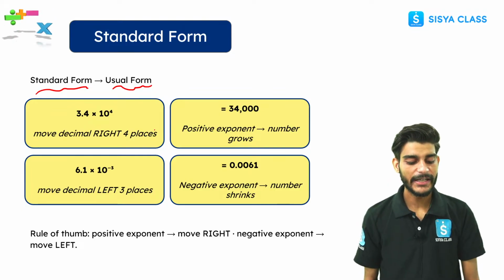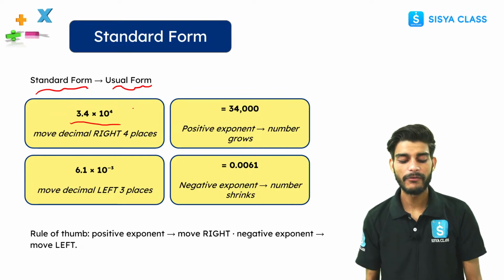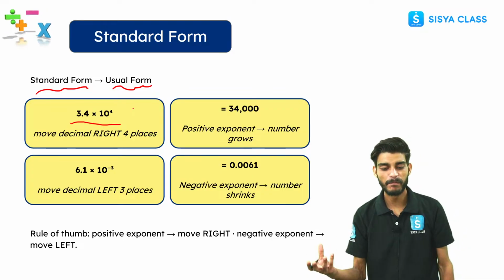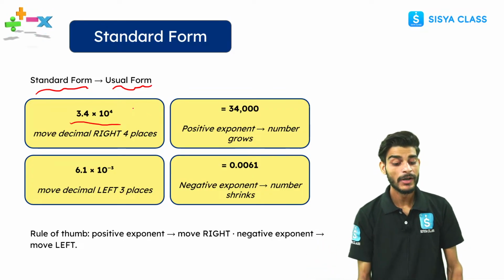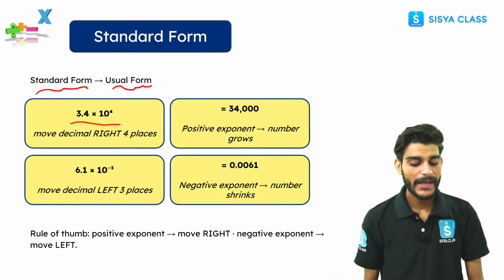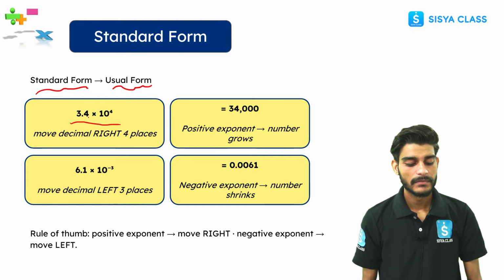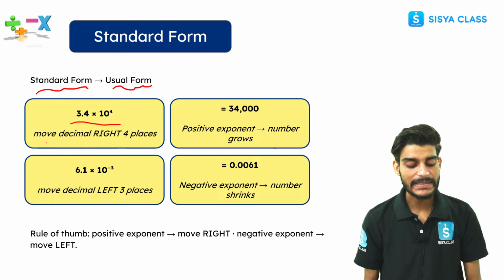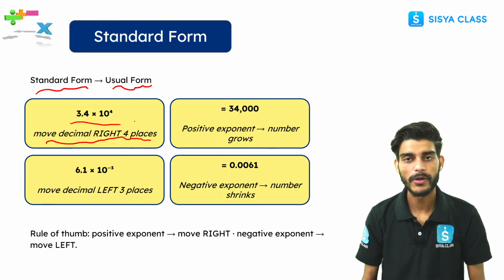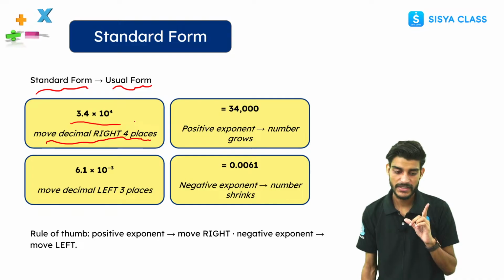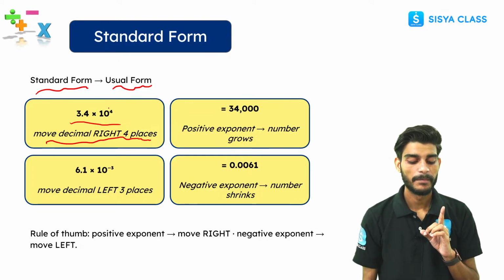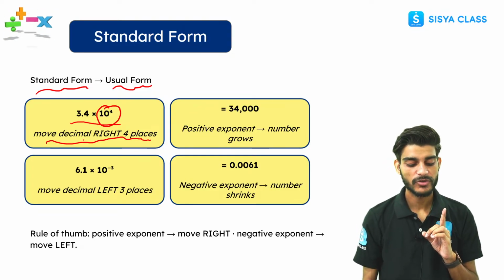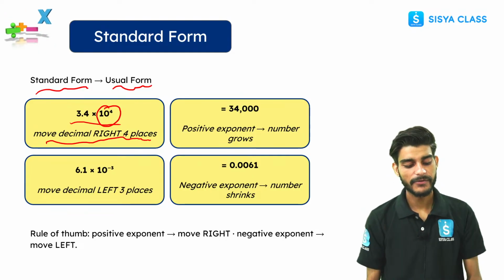So suppose 3.4 into 10 raised to the power 4. I want to write it in the usual form, simple notation. So what will I do? Count how many 10s you have. 4 tens. Decimal, 1 decimal. The power of 10 is positive here. Observe, the power of 10 is positive here. So move the decimal right by 4 places.